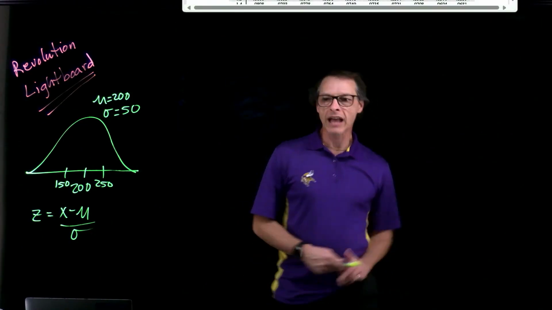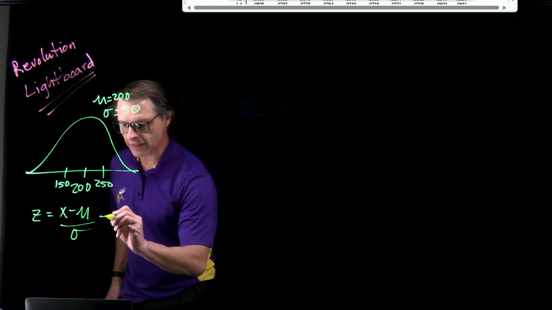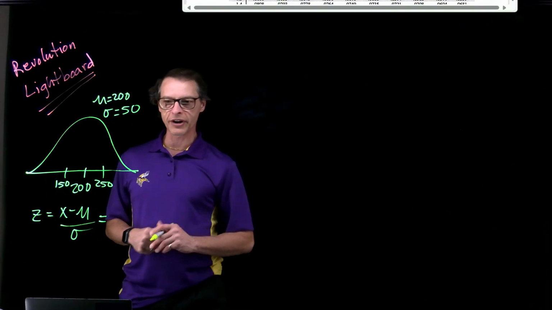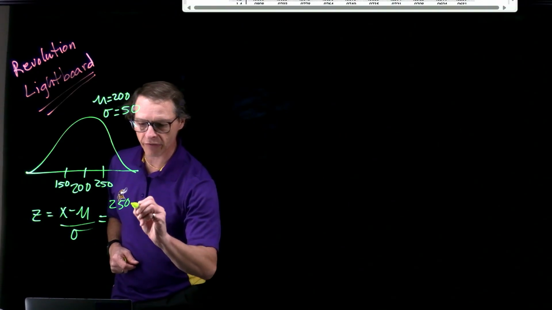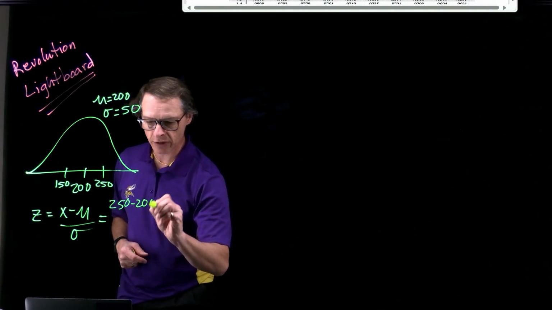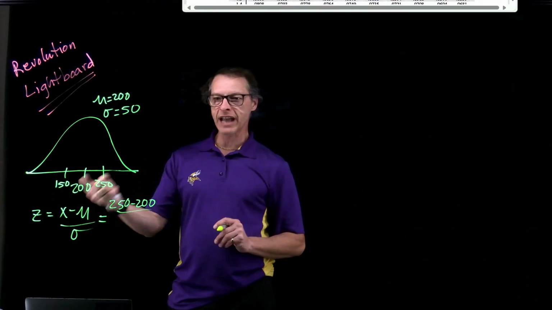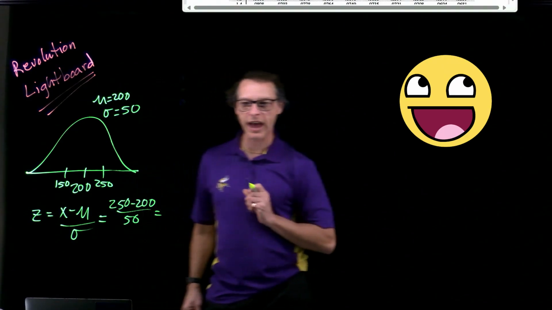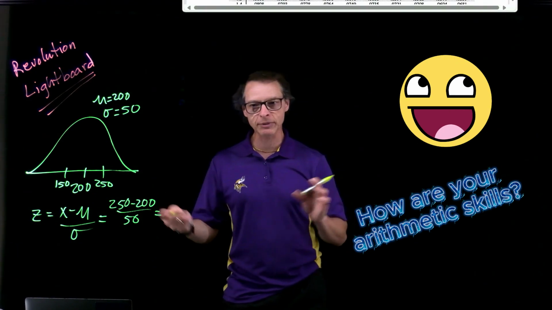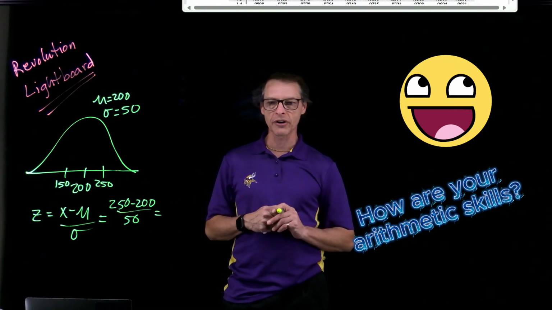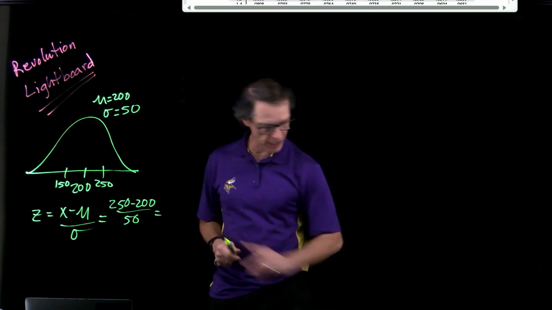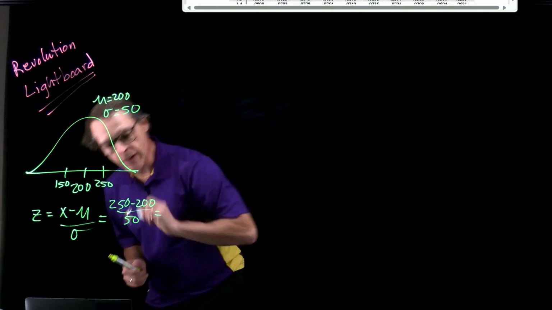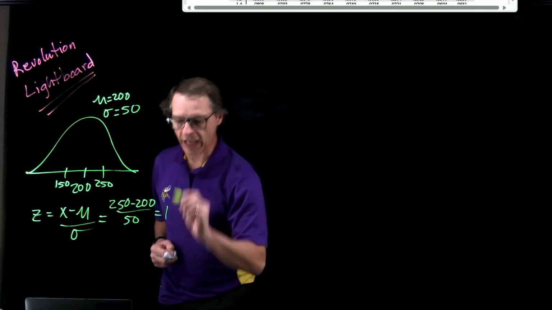All right, and so going back to this, let's say we're interested in what the z value is for 250. So we have 250 minus mu, which is 200, all over the standard deviation, which is 50. Okay, I chose one that most of us can do in our heads, perhaps. And so 250 minus 200 is 50. 50 divided by 50. And again, not to confuse people, that isn't a 56. That's actually a 50. And so we get 1.